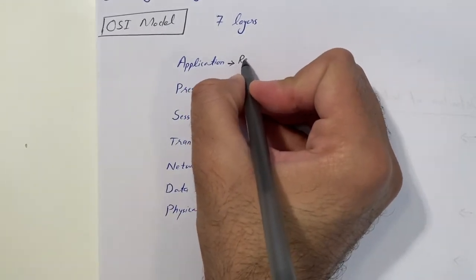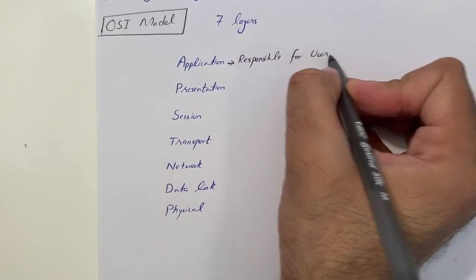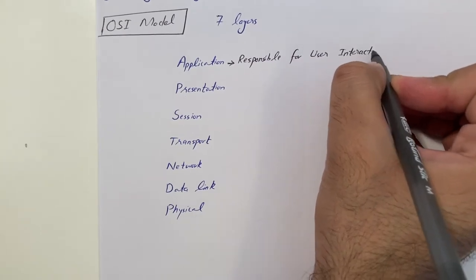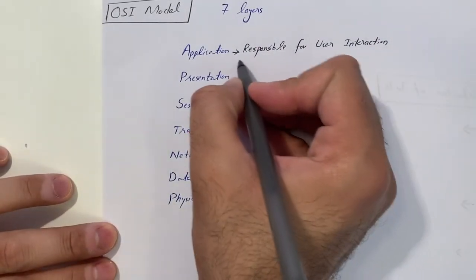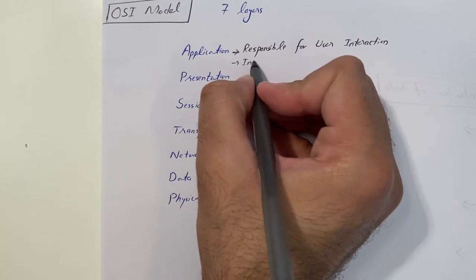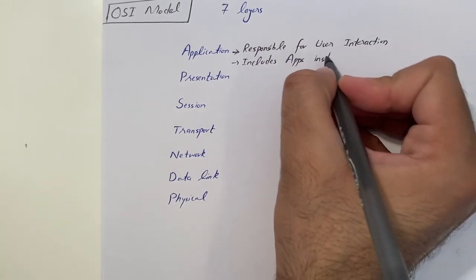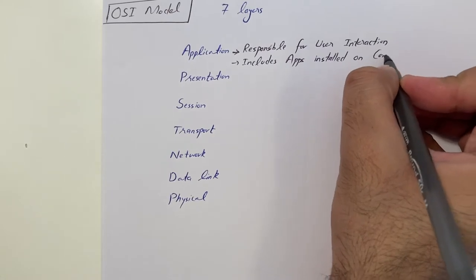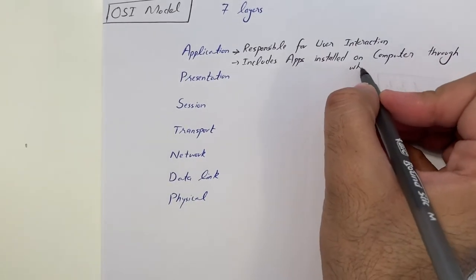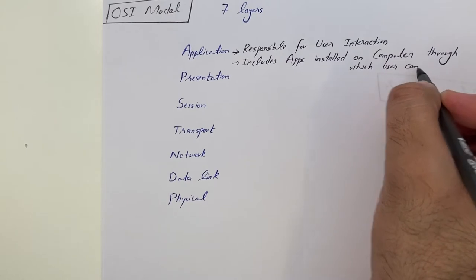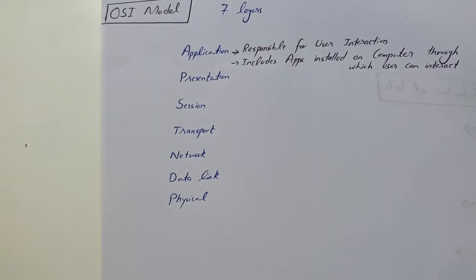So the application layer is basically responsible for user interaction, and it basically includes applications, apps installed on the computer through which the user can interact with the computer, in fact. Those applications are Microsoft Word, Excel, and all that.